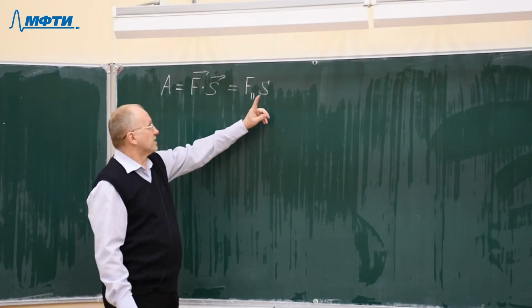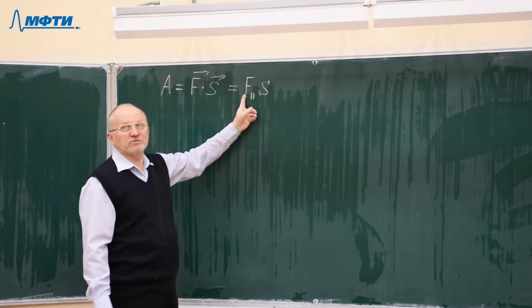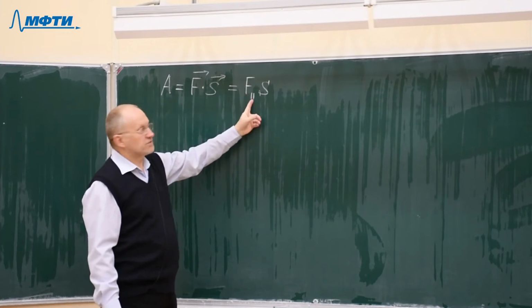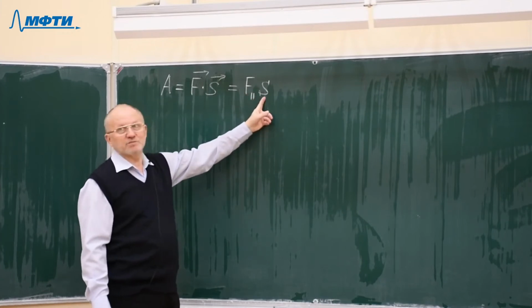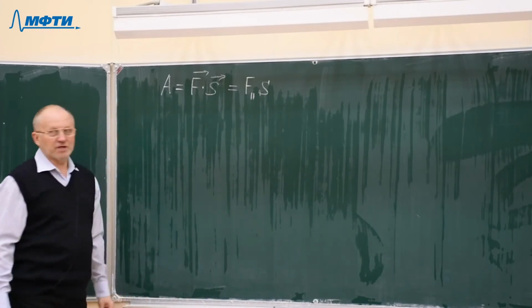If we take scalar displacement and scalar force, then we have to take into account only the component of the force which is parallel to the displacement, which is equivalent to a dot product of two vectors.